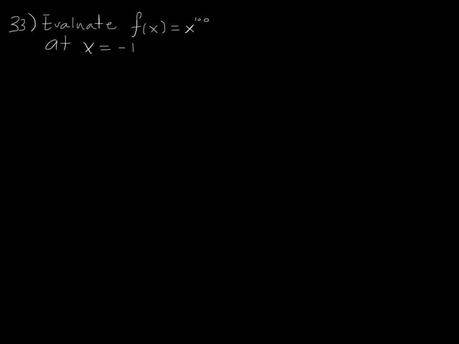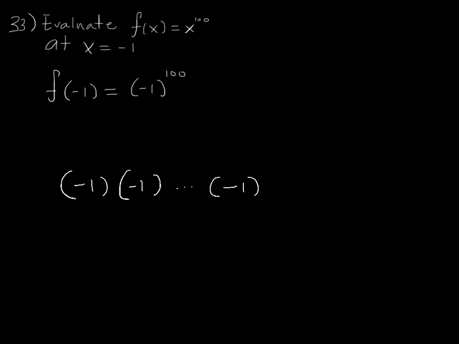For problem 33, we will be evaluating the function f of x equals x to the 100 at the value x equals minus 1. That means we want to find the output value when we plug in negative 1 and raise it to the 100th power. Now, raising things to powers is sometimes difficult. What we're doing is essentially multiplying negative 1 by itself 100 times. So we have negative 1, and we're going to be multiplying it by itself 100 times.